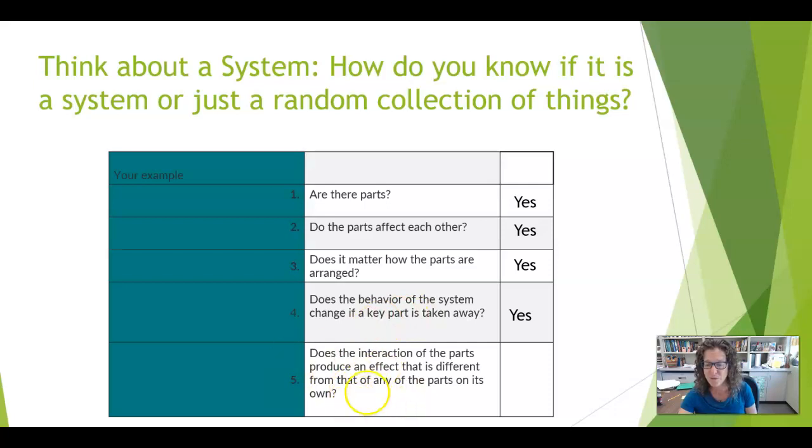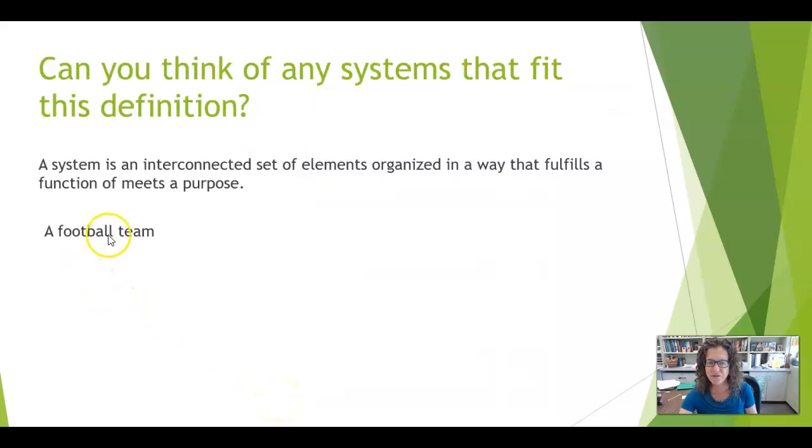Does the interaction of the parts produce an effect that is different from that of any of the parts on its own? And again, the answer here is yes for our football team. The game depends on each element, each player, the rules of the game, the referees doing their part. So we've determined that a football team is indeed a system.